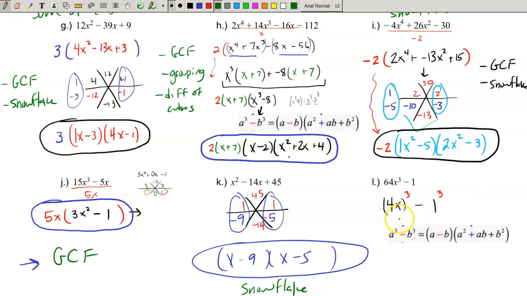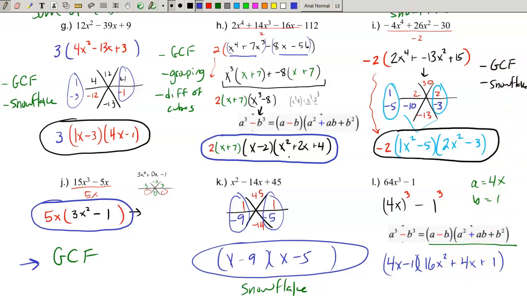Of course, in this problem, the a value is 4x. I'll just write that over here. The b value is 1, and we're just going to follow this pattern along. If we expand that, we're going to have a minus b, so 4x minus 1, times a squared, which would be 4x squared, or 4x times 4x, which would be 16x squared, plus ab, 4x times 1, plus b squared, which would be 1. And so there we use the difference of 2 cubes.